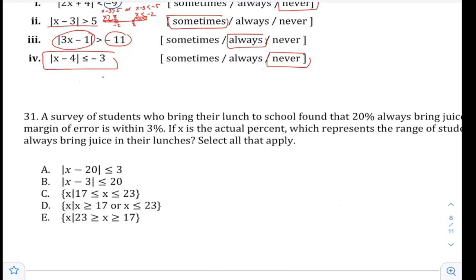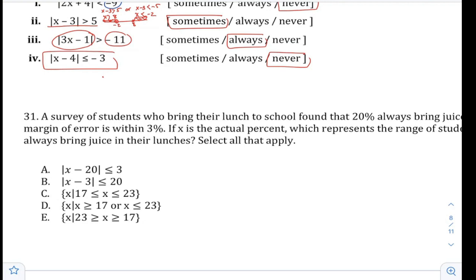Question 31. A survey of students who bring their lunch to school found that 20% always bring juice. The margin of error is within 3%. If X is the actual percent, which represent the range of students who always bring juice in their lunches, select all that apply. We need to know how to write the inequality.